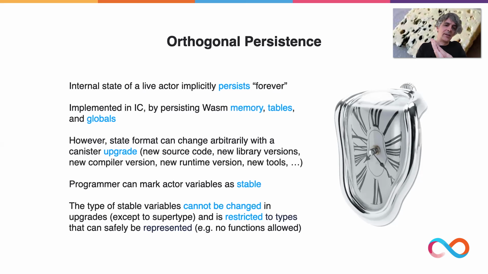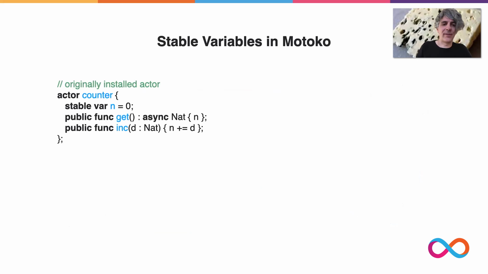You have to think about whether you are fine with these restrictions and make this variable stable, which gives you survivability of upgrades, or you want to have maybe a more efficient representation or something like that, and then you have to do more manual work during an upgrade. You can have non-stable variables and still survive upgrades by having explicit pre and post upgrade processing that you can define, but that is a bit less convenient, obviously.